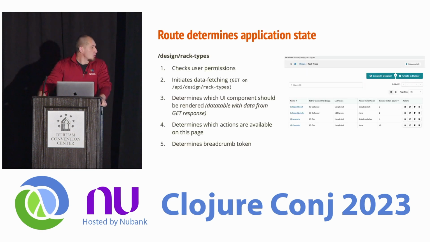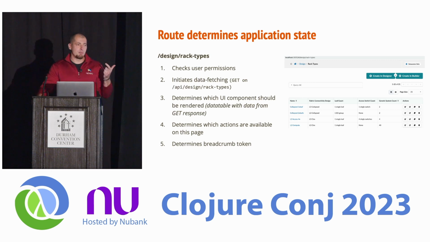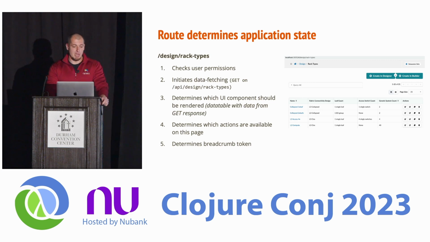So here is a small example. If I want to render a table of rack types, it means for the application itself, that when user navigates to this route, there should be several steps happening. We need to check permissions, we need to fetch required data, we need to pick a component that needs to be rendered, and we need to do some of the rudimentary things, like, for example, update information for the breadcrumbs. So this kind of definition pretty much screams for using a Clojure map.